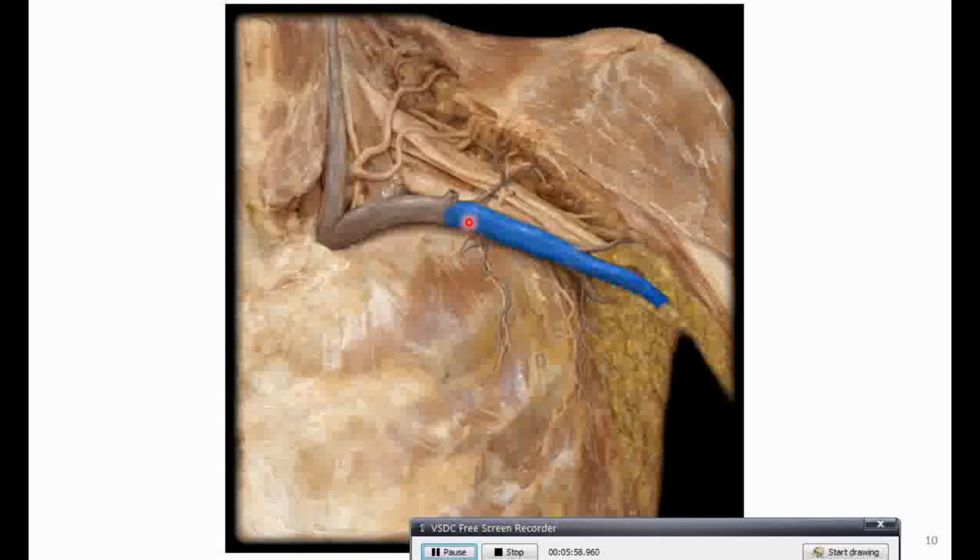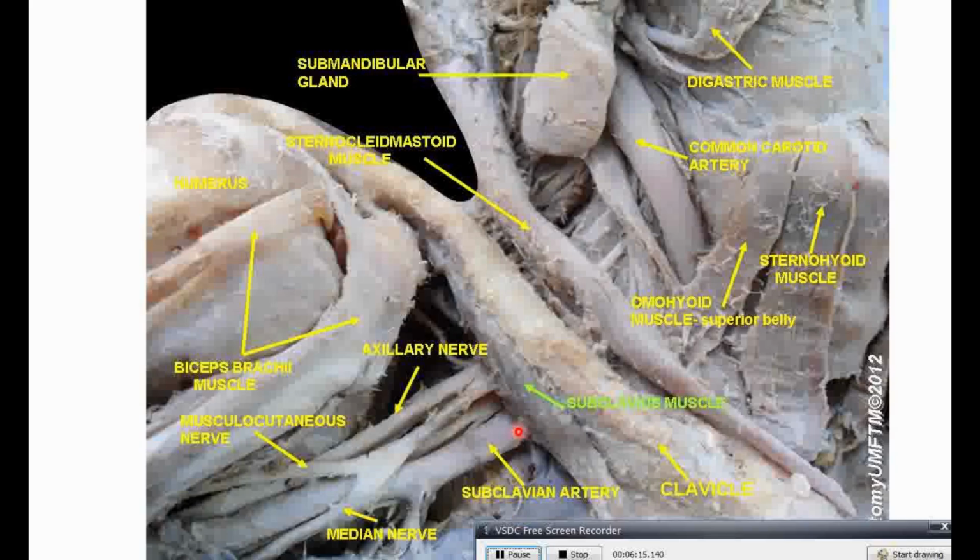Axillary vein continuing as subclavian vein, axillary artery which is a continuation of subclavian artery. In between the artery and the vein, scalenus anterior muscle can be seen. Note that the vessels felt on the first rib are subclavian vessels. Subclavian artery, subclavius, clavicle.